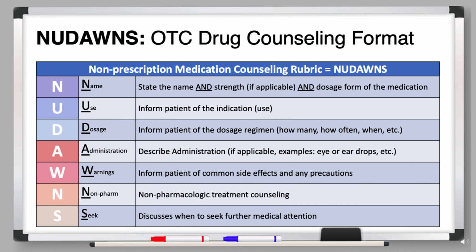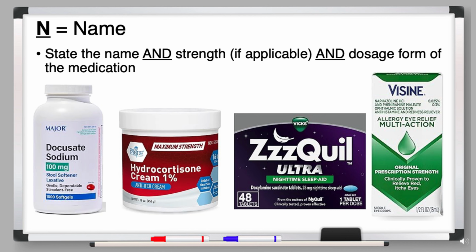So to help you remember those topics, just remember NUDAWNS, N-U-D-A-W-N-S. Remembering NUDAWNS will help you remember the format and the topics and the order to cover the information when counseling a patient on a new over-the-counter or non-prescription medication. We'll start with the first letter, which is N, and N stands for name.